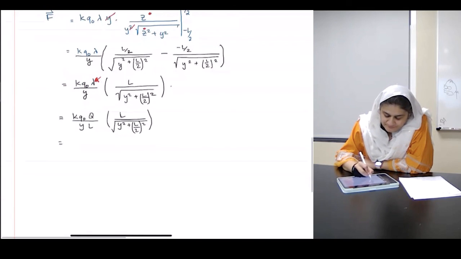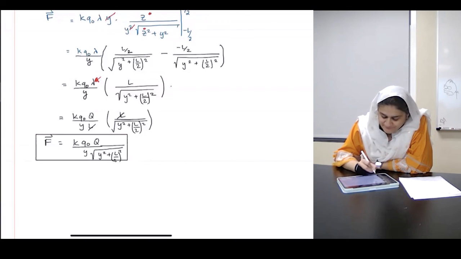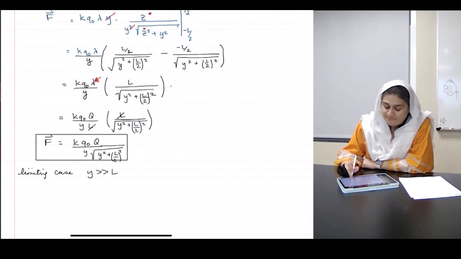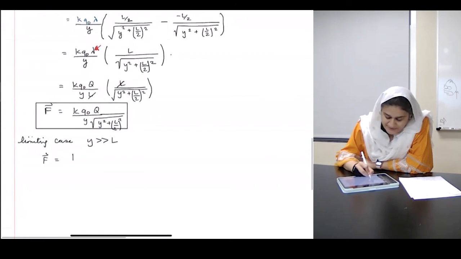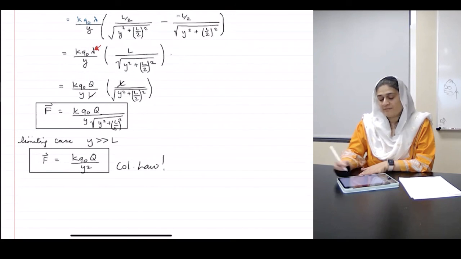The L's will go away. k q0 Q over y times the square root of y squared plus L over 2 squared. That is the force you're going to get. For the limiting case, when y is much, much larger than the length, this will be reduced to k q0 Q over y squared, or basically Coulomb's law.